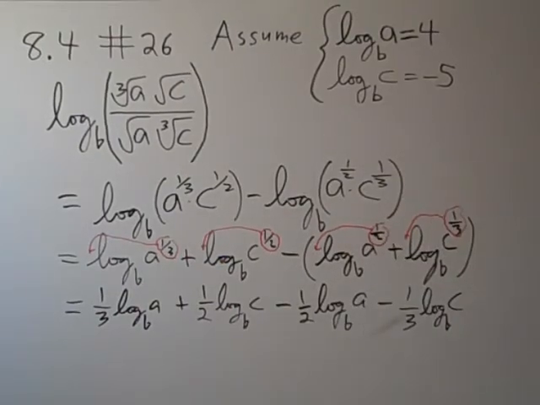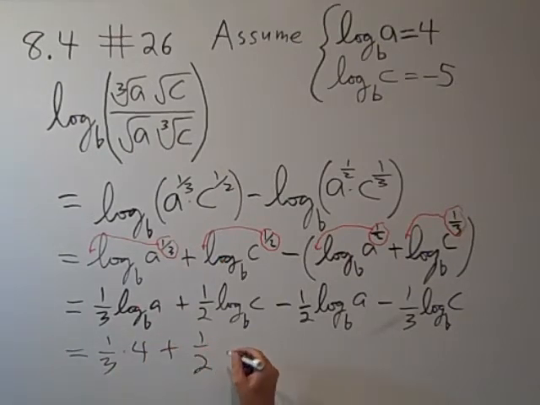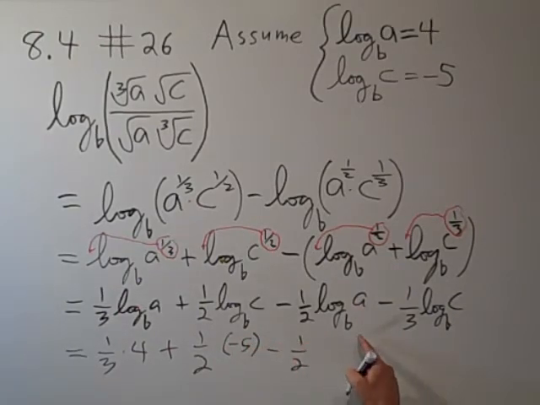And finally, we can substitute in the values they gave us for each of those quantities. So we get 1/3 of log base b of a, which is 4. So 1/3 times 4 plus 1/2 times the log base b of c, which is negative 5, minus 1/2 the log base b of a, which is 4 again, minus 1/3 the log base b of c, which is negative 5. So we end up having 4/3 minus 5/2 minus 2 and plus 5/3.